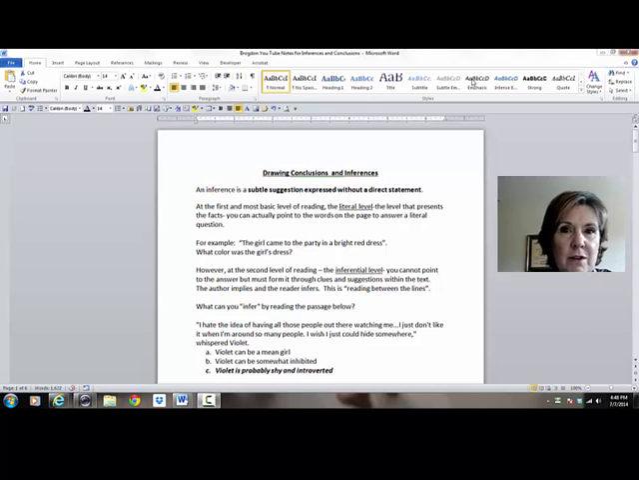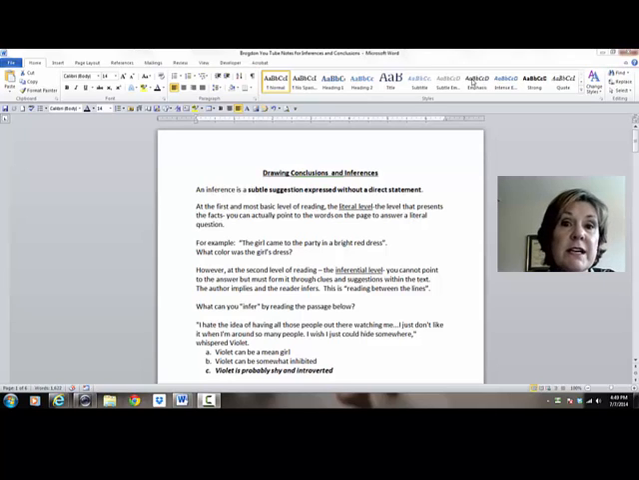There are two levels of reading. The first level is a literal level. That's when you can point directly to the text and you can get the answer. It tells you in a statement what the correct answer is. So, for example, the girl came to the party in a bright red dress. What color was the girl's dress? Well, you can go back to the statement and know that the girl's dress was red because it says so. That is a literal question.